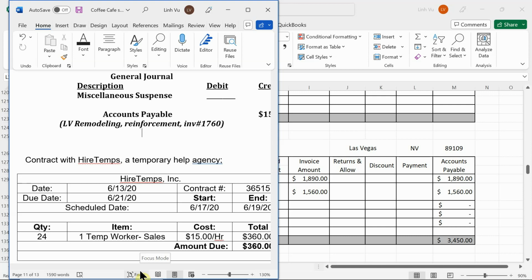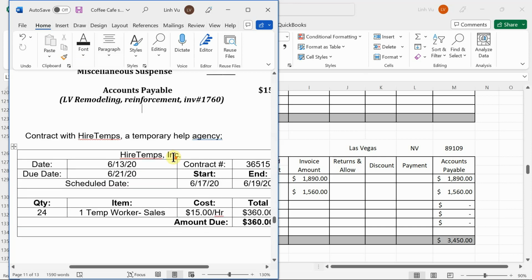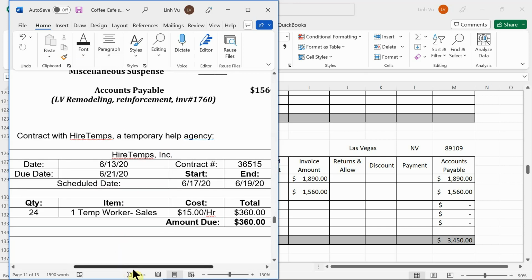Okay? So again, we want to have a total of 24 hours done from one worker, right? That's going to be in the sales department, and we're going to pay them $15 an hour. Okay? So grand total of $360, right? We only need them to work 3 days, 8-hour shifts. Okay? So that's why it's a total of 24 hours. So, do I need to record this transaction?